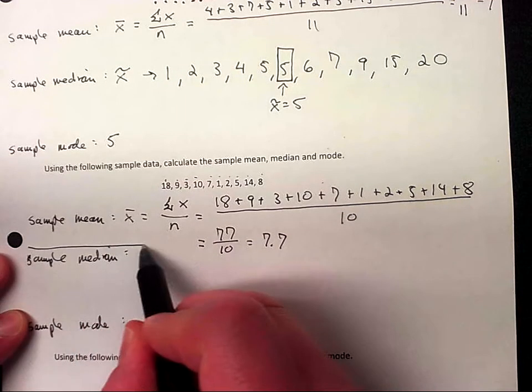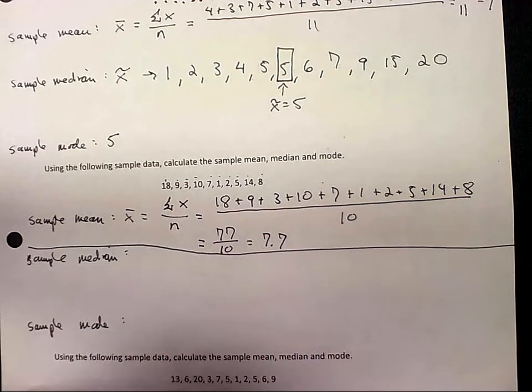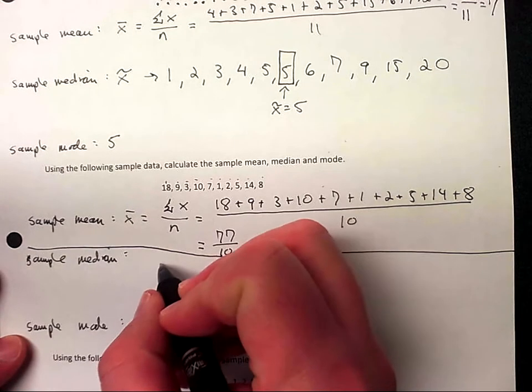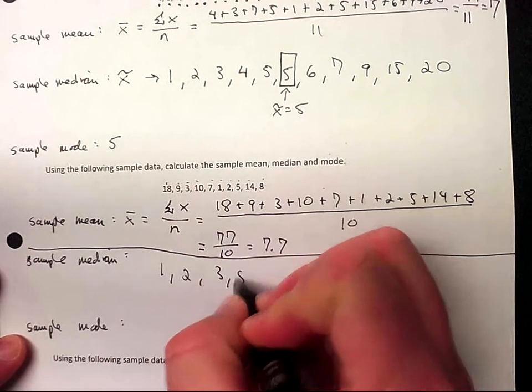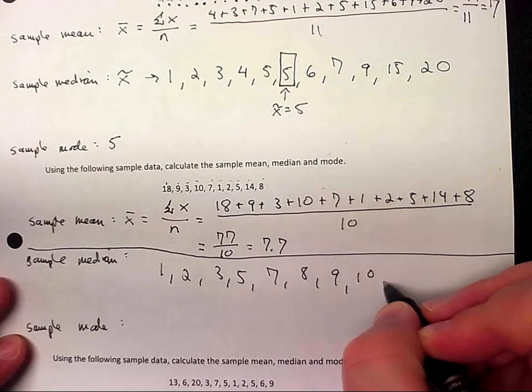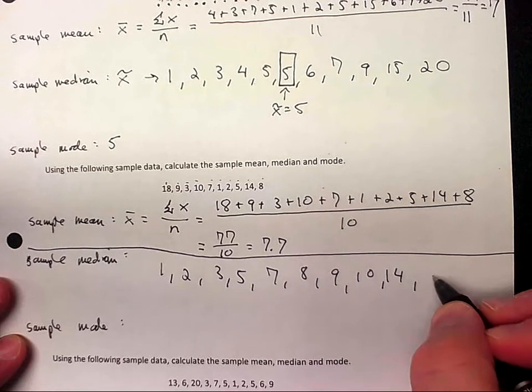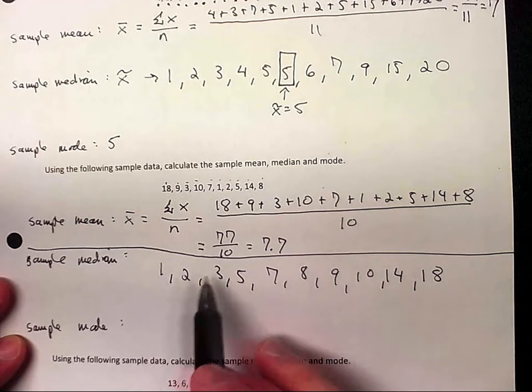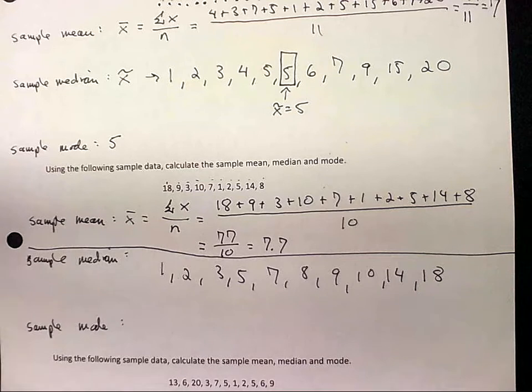The sample median is the next thing that we need to do. Whenever we want to figure out what the sample median is, what's an important first step? Put them in numerical order. So if we put them in numerical order, we're going to have 1, 2, 3, 5, 7, 8, 9, 10, 14, 14, and 18. 1, 2, 3, 4, 5, 6, 7, 8, 9, 10. Yep. And now that we know that we put them in numerical order, and we also recognize that we have what up here?